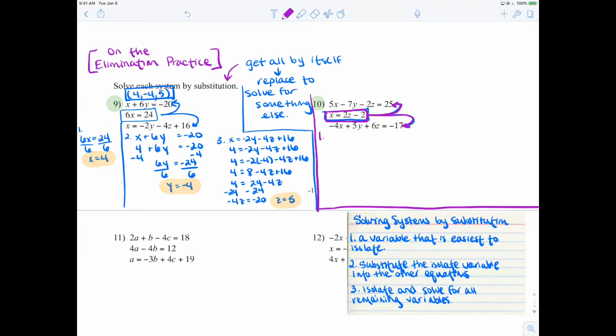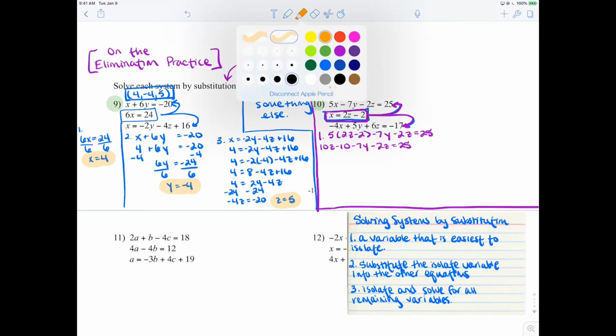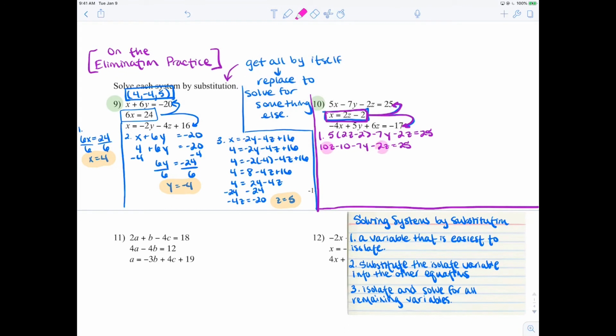And step number 1 is to substitute it into the first equation. So 5 times 2z minus 2, minus 7y, minus 2z equals 25. And you get these kind of long equations that just take some going through order of operations to reduce. So we distribute the 5 and get 10z minus 10 minus 7y minus 2z equals 25. And so then we combine our like terms, the z's.